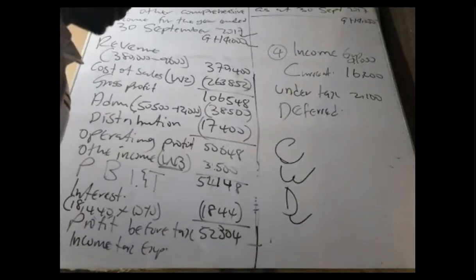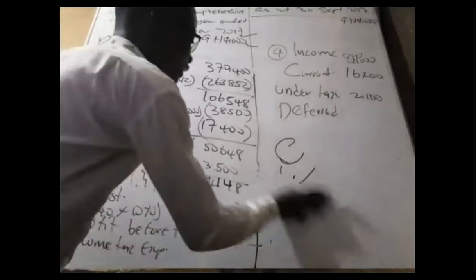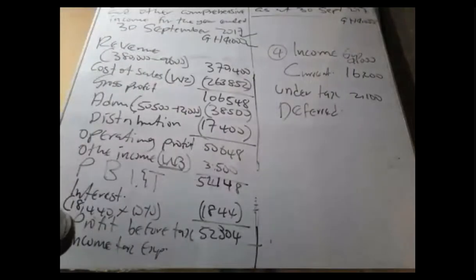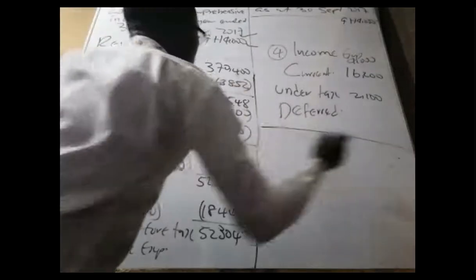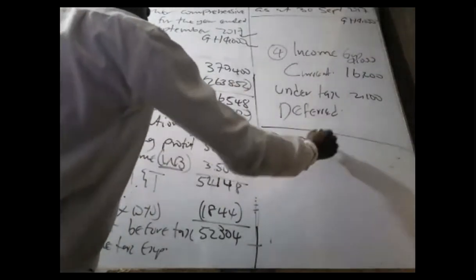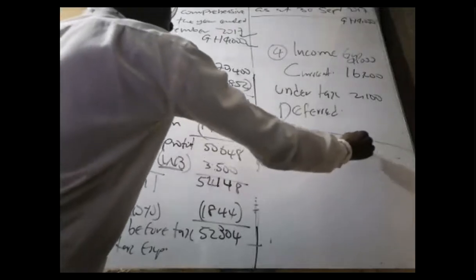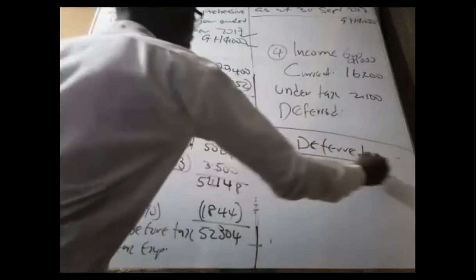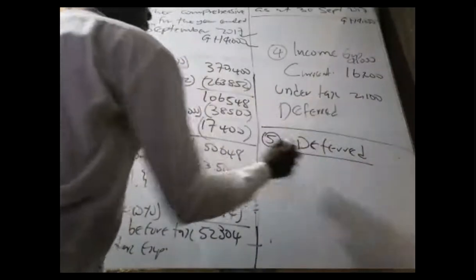the tax issue needs two workings. We need additional working for deferred tax purposes. So create another workings again. Workings number five. That one is about deferred tax. Deferred tax alone calls for a different workings. Before we can arrive at the figure here, we need to do another workings.